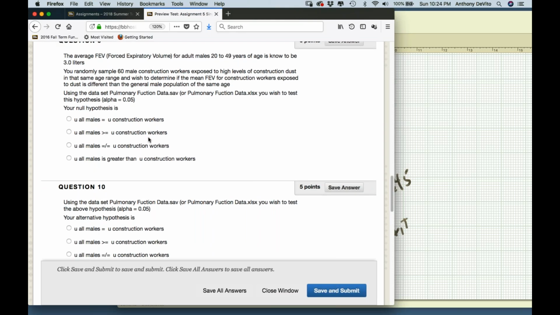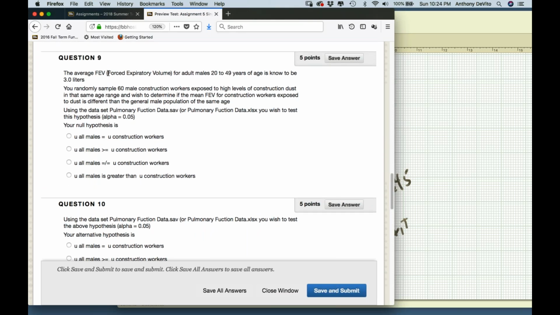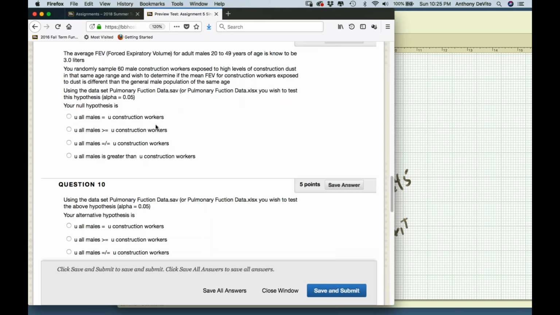Okay, the average forced expiratory volume, question 9. Average FEV, forced expiratory volume, that's the amount of air you can expel in 1 second, I think it is. For normal adult males, mu is known to be 3 liters. You randomly sample 60 male construction workers exposed to high levels of construction dust in the same age range, to demonstrate if the FEV for construction workers exposed to dust is different than the general male population.